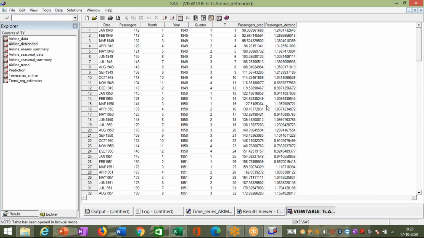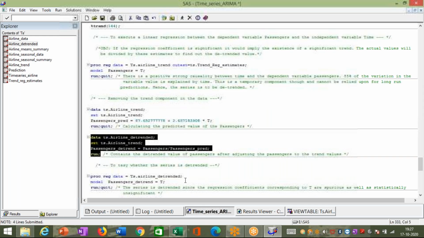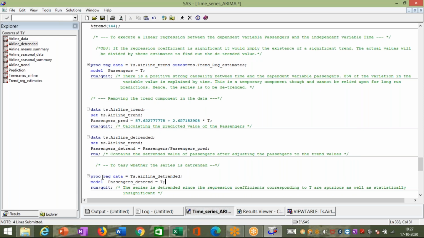So all I'm saying is that the original value of the passengers was 1.24 times that of the value due to the trend. So this 1.24 is now adjusted to the trend because you have already divided it by the trend figure. So you have taken care of those parts which were because of this series, right? So now what you have is the detrended passenger series. Now what we'll do is we will run this detrended passenger series on the time series.